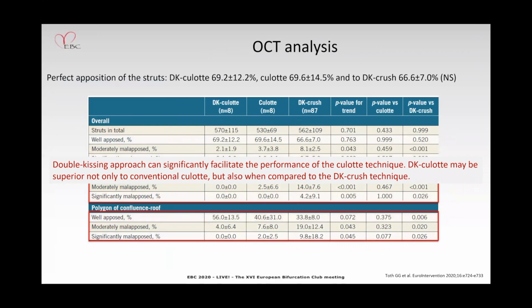So they concluded that the double kissing approach can significantly facilitate the performance of the culotte technique, and DK culotte may be superior not only to conventional culotte but also to DK crush technique, which of course has to be confirmed in a clinical study.